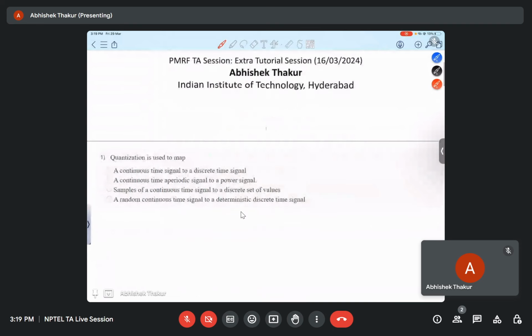So the first question is: quantization is used to map which of the four options given? The first option is continuous time signal to discrete time signal, a continuous time aperiodic signal to a power signal, samples of continuous time signal to a discrete set of values, and a random continuous time signal to a deterministic discrete time signal. So for this question, option C is correct. Quantization is used to map the samples of continuous time signal to a discrete set of values.